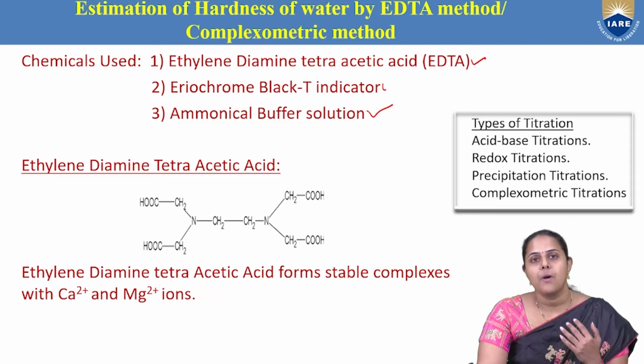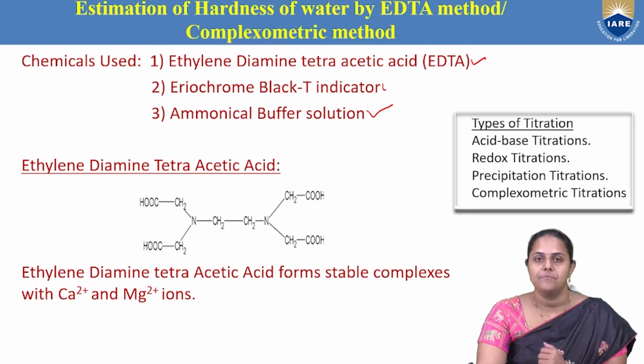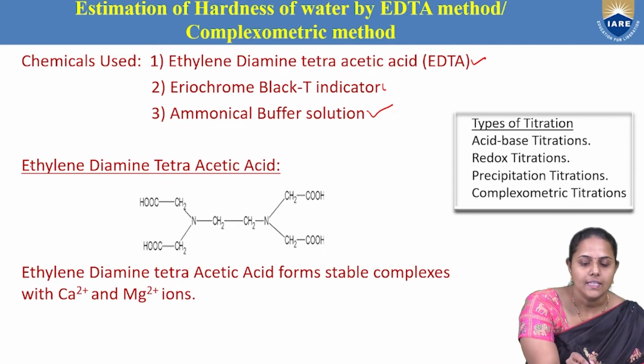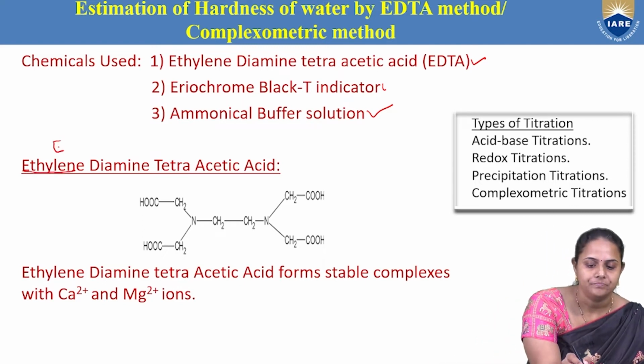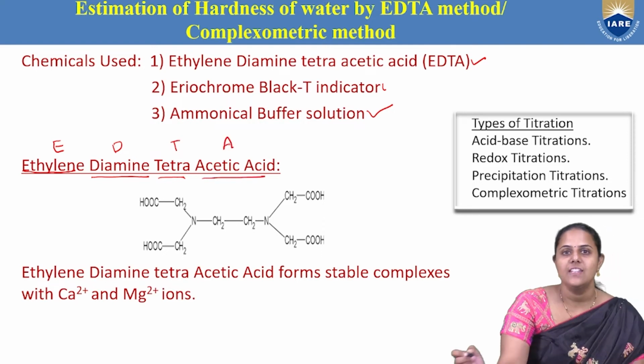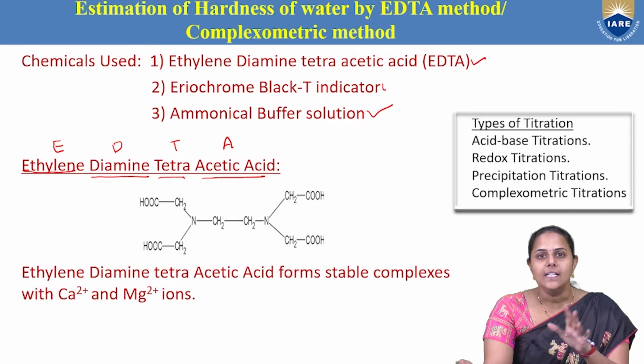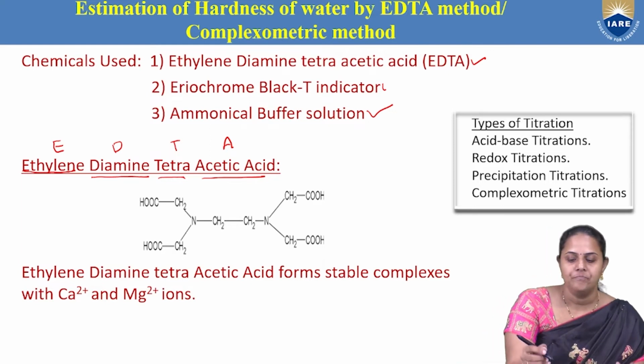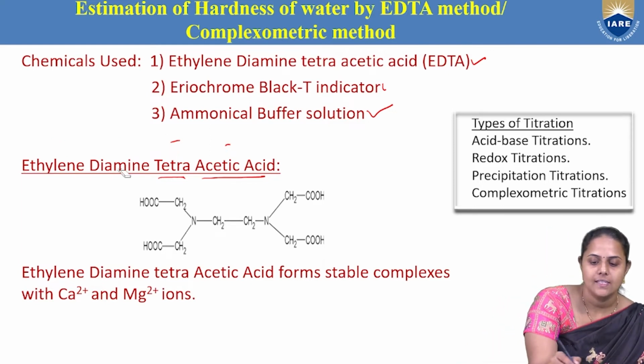Now let us talk about these reagents in detail. First one is EDTA, the name itself. E is ethylene, D is diamine, T is tetra, A is acetic acid. Very easy to remember. EDTA, that is ethylene diamine tetraacetic acid.